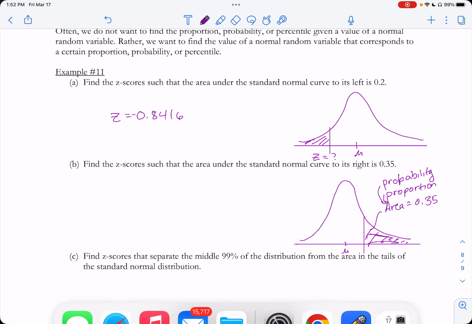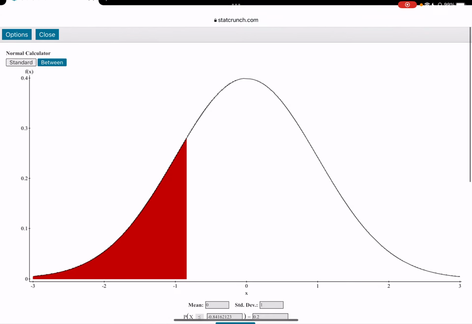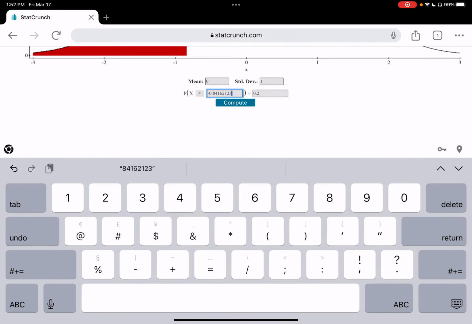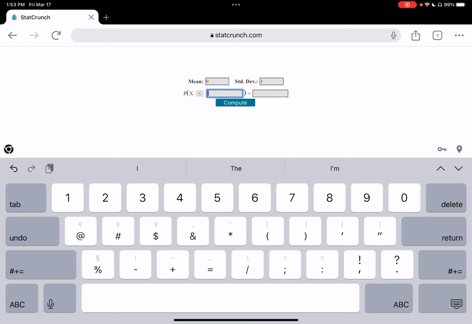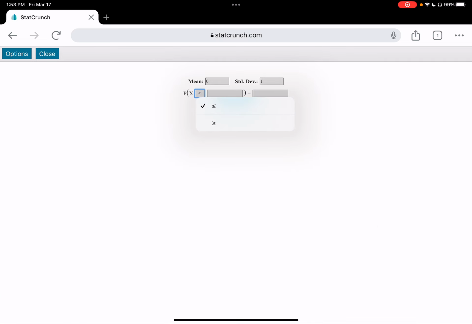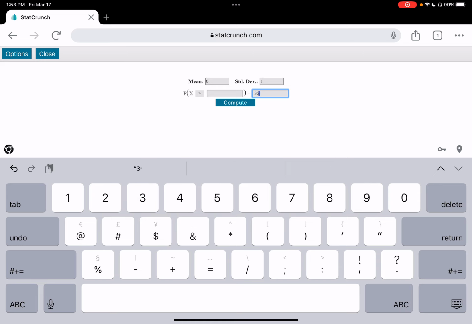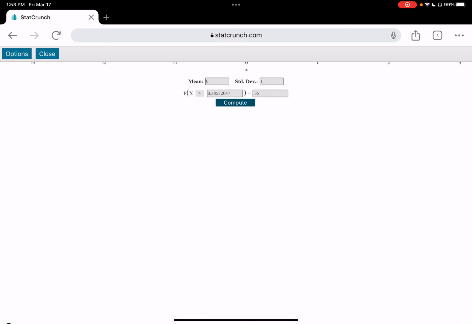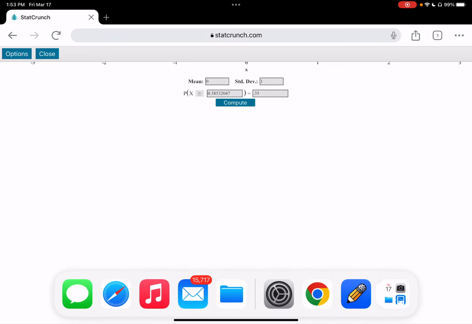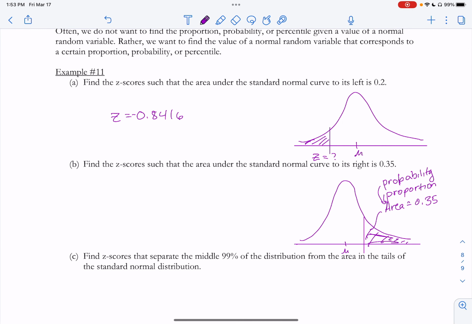So I'm going to go back over to StatCrunch real quick. I'm going to delete this part out. I keep the standard normal curve with mean of 0, standard deviation of 1. This time I want to look to the right, and I'm looking for an area of 0.35. So I get a z-score of 0.3853. If I come back over, I have z equal to 0.3853.